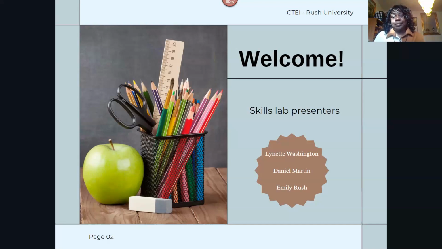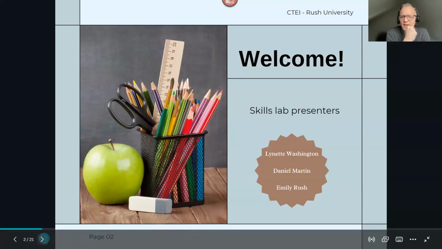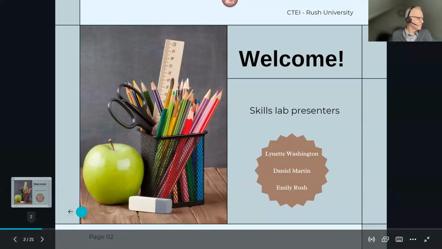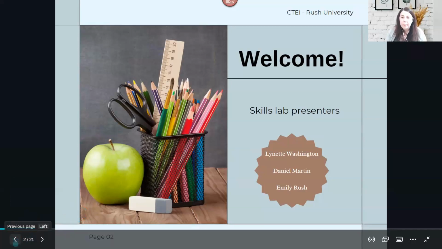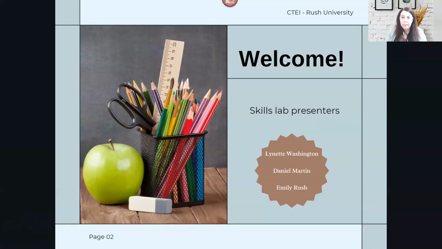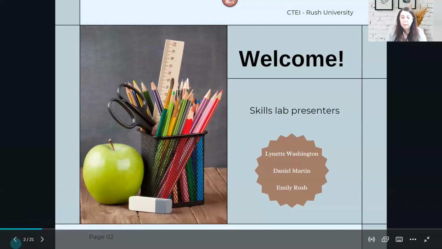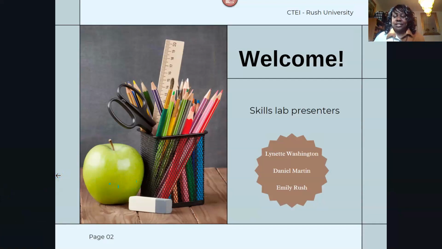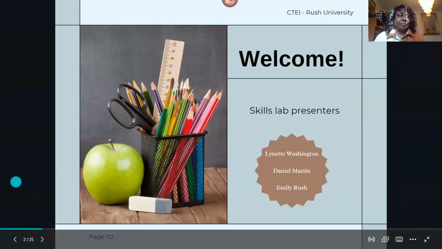Go ahead, Daniel. Hi, I'm Daniel Martin. I am the instructional technologist with City Lab. Been here about 2 months. Hi, I'm Emily Rush. I'm an instructional designer, and I've been with Rush for just a little over a year. And of course, my name is Lynette Washington, and I am joining the other instructional designer, Emily. I have been here since 2014, so going on 9 years. And I love my job, by the way.